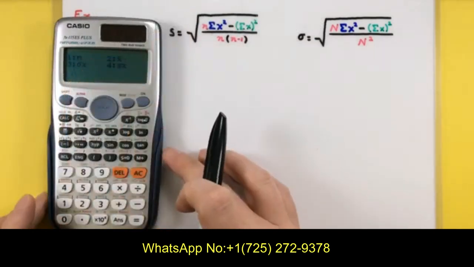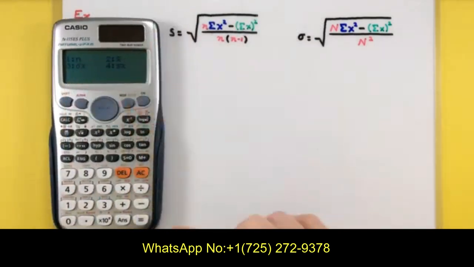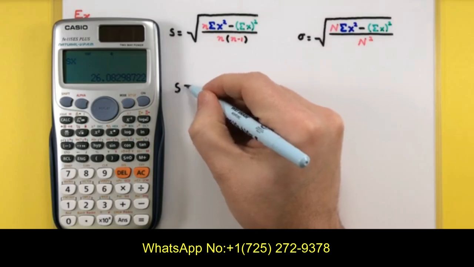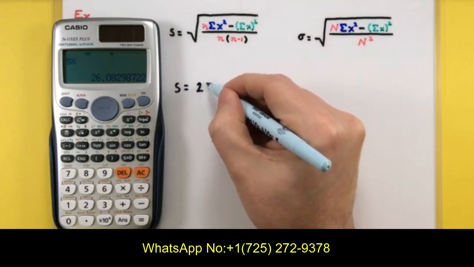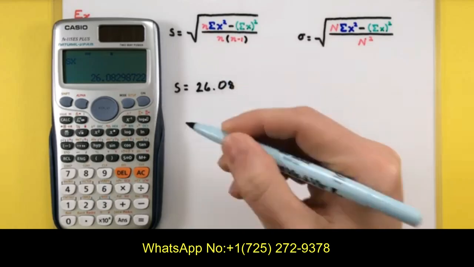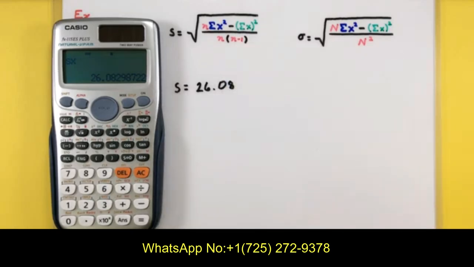Let's just move this over. We'll do the sample as if this data came from a sample. So I just pressed number 4. I now have SX on the screen, press equals. So this will give us that if this was from a sample, our standard deviation would be 26.08 and some change.